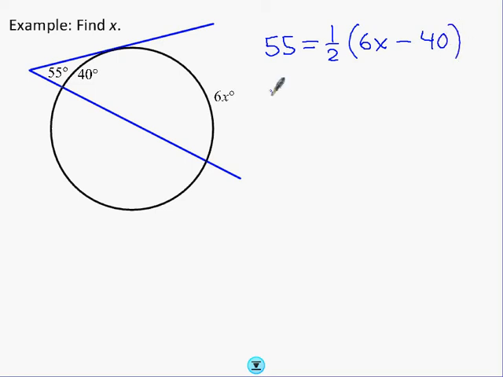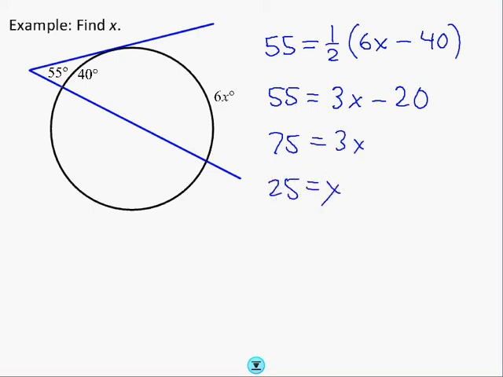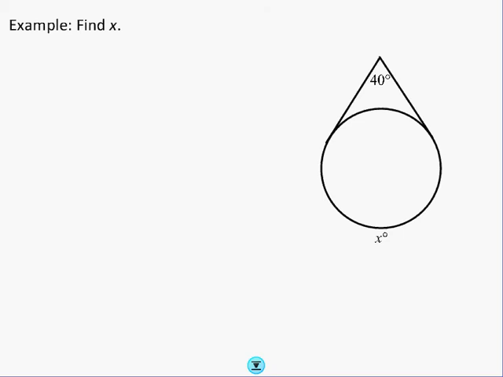Well, I'm simply going to distribute the 1/2. Half of 6x is 3x. Half of 40 is 20. Add 20 to both sides, and divide by 3. We found x.